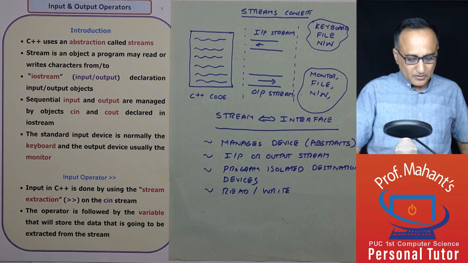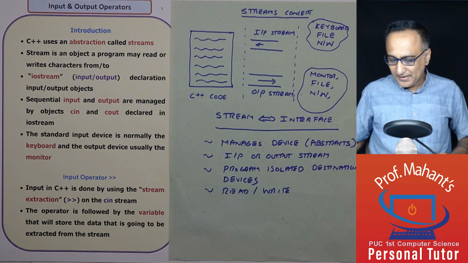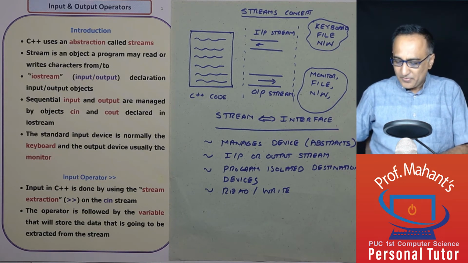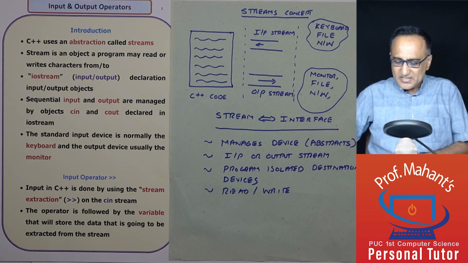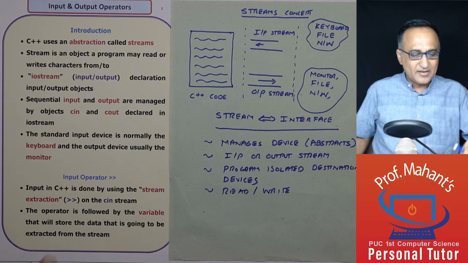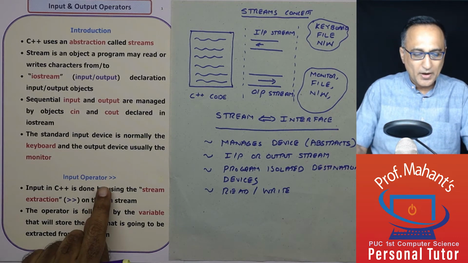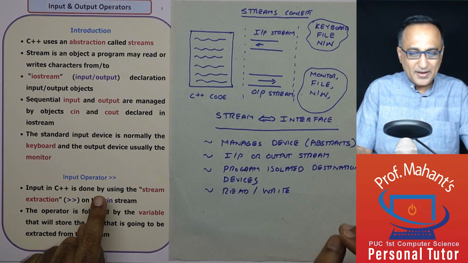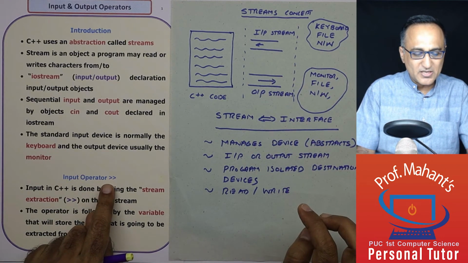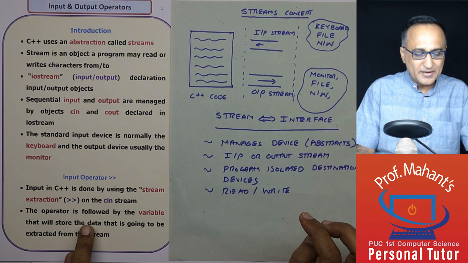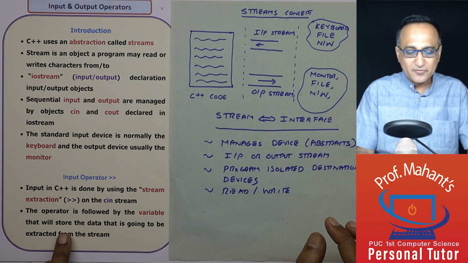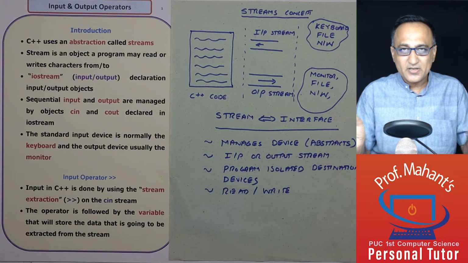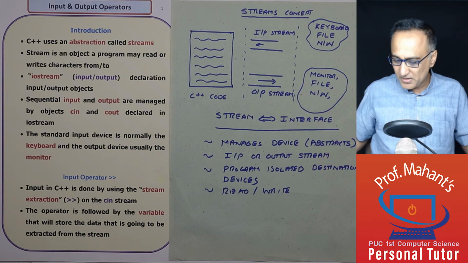Now, in order to read data from the input stream, we use an input stream extraction operator, called this one. Why do we use this? In C++, we need to extract from this. Therefore, we are using this operator. The operator is followed by the name of the variable that is going to get the result of whatever is entered from the keyboard or file and is going to be stored.